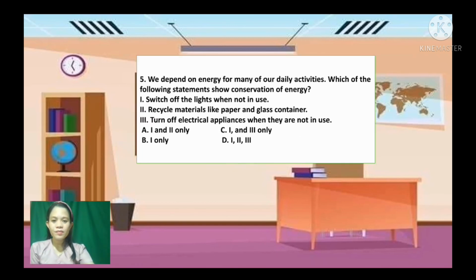Number 5. We depend on energy for many of our daily activities. Which of the following statements show conservation of energy? 1. Switch off the lights when not in use. 2. Recycle materials like paper and glass container. 3. Turn off electrical appliances when they are not in use. Okay, 4 choices. A. 1 and 2 only. B. 1 only. C. 1 and 2 only. D. 1, 2, and 3.